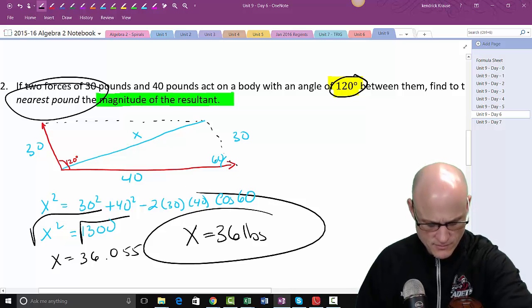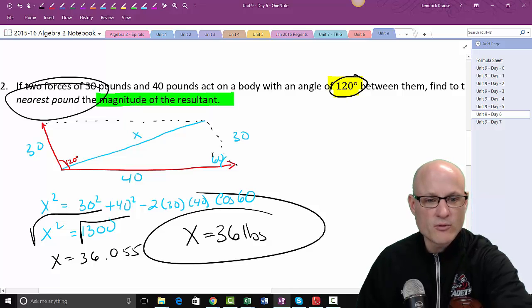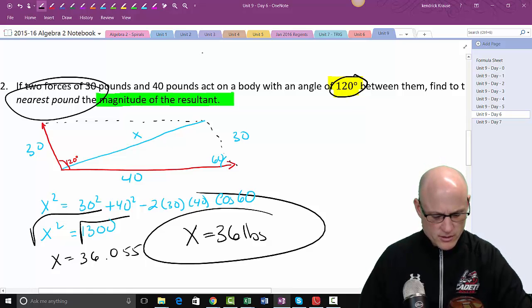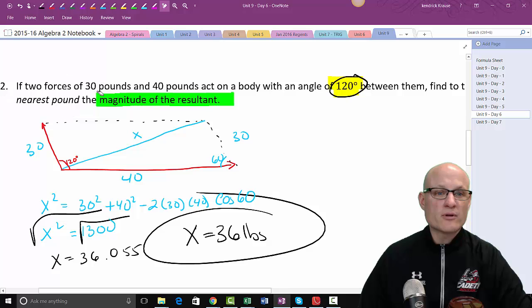Oh, it's 20 and 40. I used 30 and 40. Oh, no, what's 30 and 40? Oh, it is 30 and 40. Oh, okay. All right, never mind.